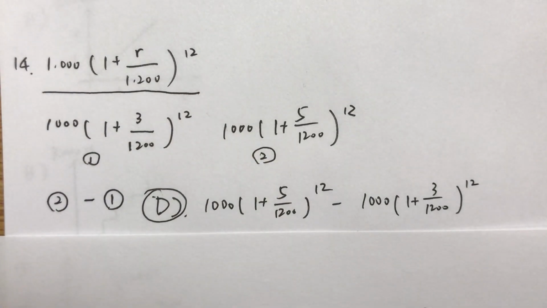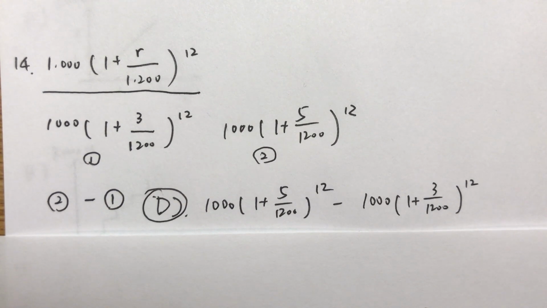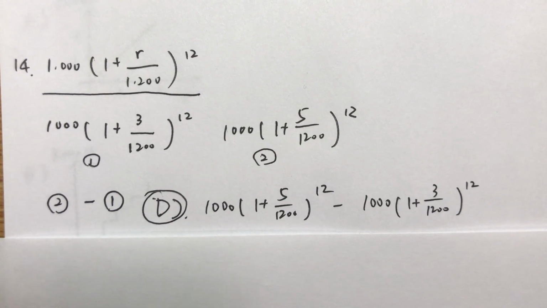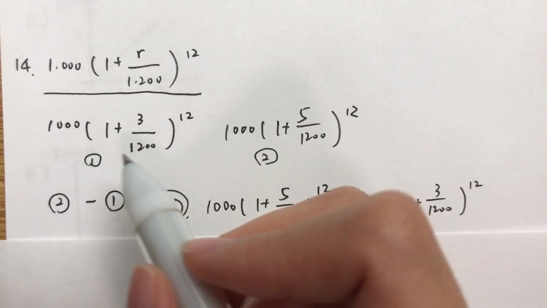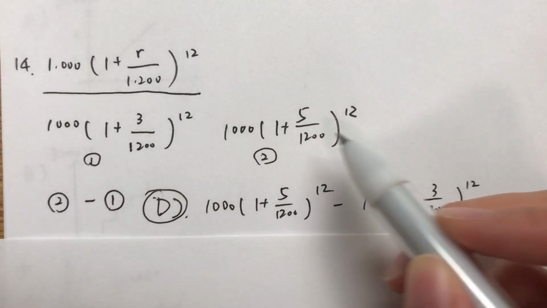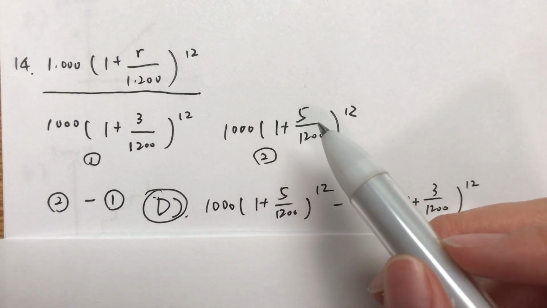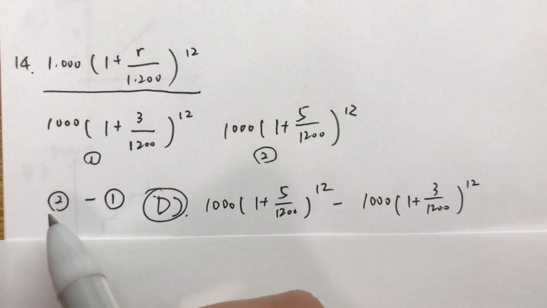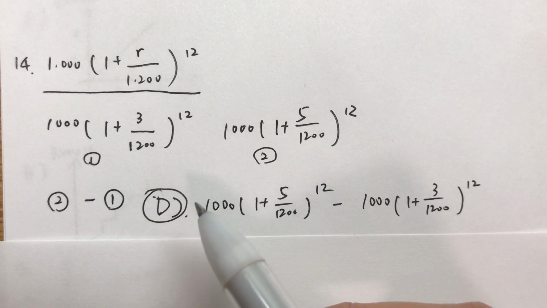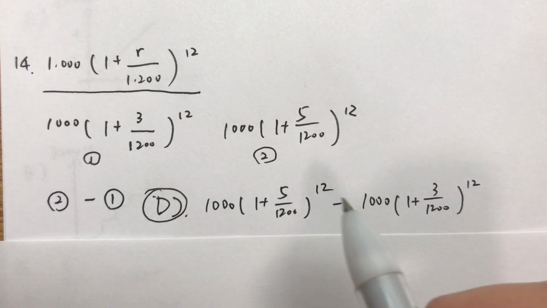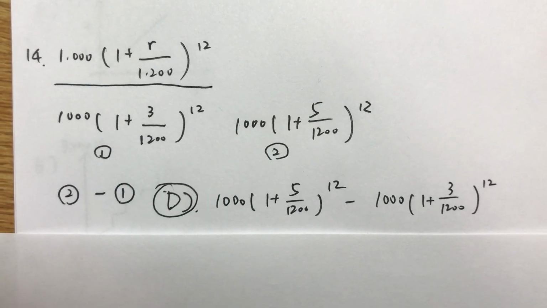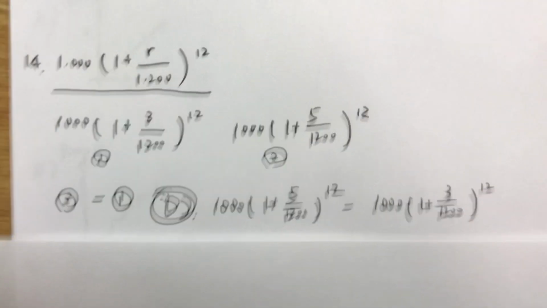And the question asks for the difference between the 5% interest rate and the 3% interest rate. So we just try to plug in the number. For equation 1, we plug r as 3, and for equation 2, we plug r as 5. Then we use equation 2 minus equation 1. Then we can get the answer, which is D. So this is a kind of easy question. So then we just move to question number 15.